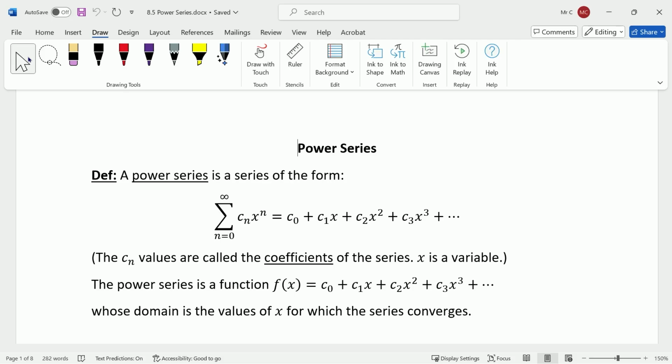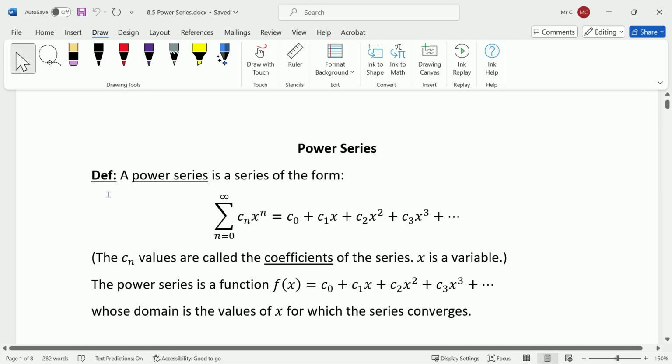So now we start to really get into the big ideas that are behind why we've been so concerned with sequences and series. And so what we're going to talk about now is a power series, which is really a function that is expressed as a series.